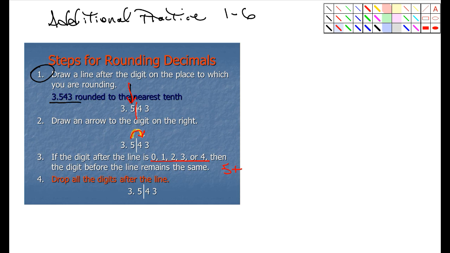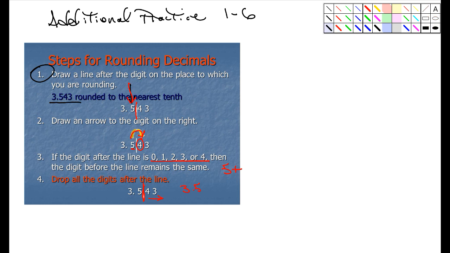So in this particular case, it's a 4. And so this 5 here, to where we're rounding, remains the same. This is what I like. Then it says drop all the digits after the line. So what are all the digits after the line? The digits to the right of the line. So it would be simply 3.5. Okay? So let's just do a couple of these really quick.